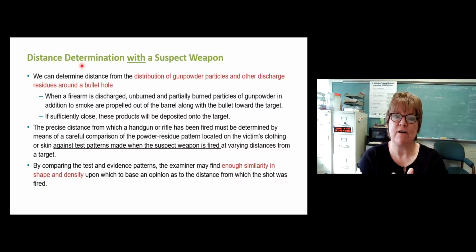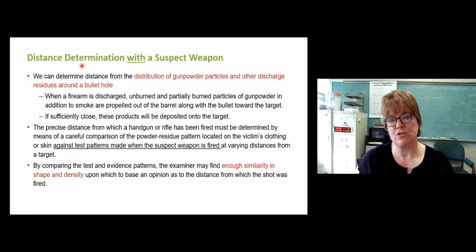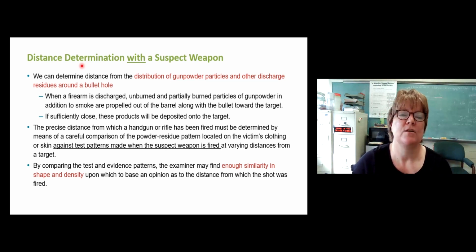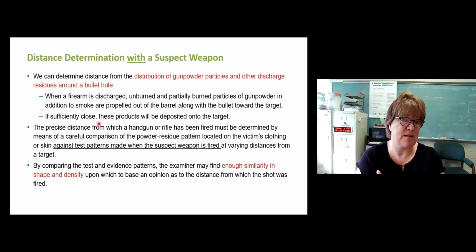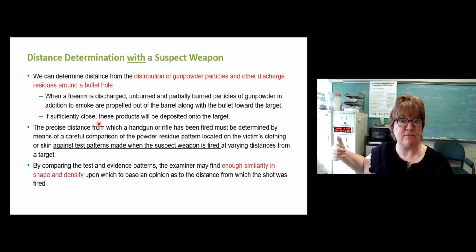If I actually have a suspect weapon, so I have a crime scene and I see the bullet holes impressed at the crime scene, I might be able to say something about how far away it was shot from. I can take the possible weapon and test fire it at different distances: 1 foot, 2 feet, or maybe in meters, a yard, 12 feet, 15 feet, 20 feet.